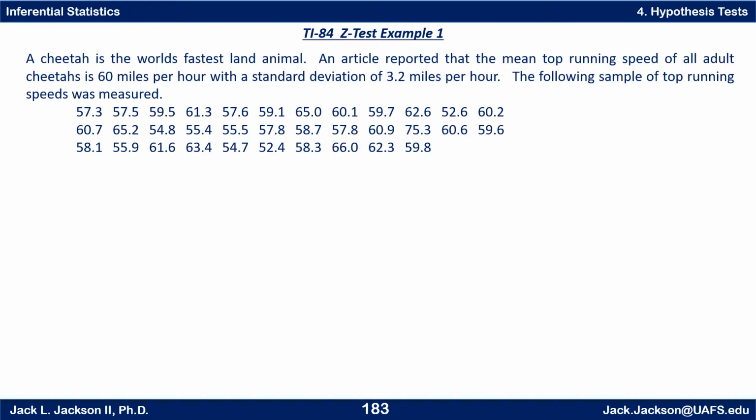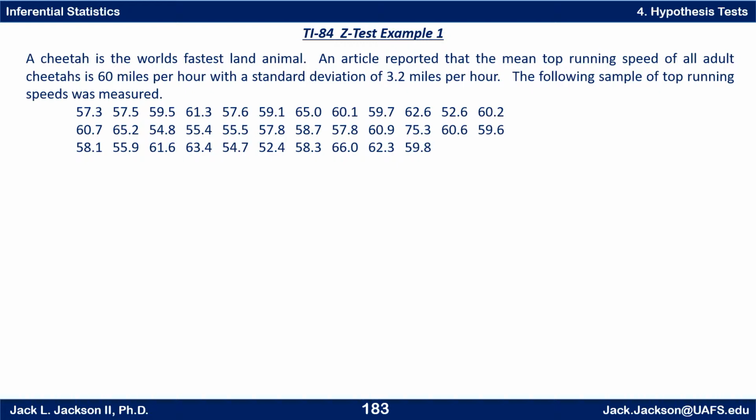A cheetah is the world's fastest land animal. An article reported that the mean top running speed of all adult cheetahs is 60 miles per hour with standard deviation of 3.2 miles per hour. So we say, I wonder about that. I wonder if they're telling the truth. So we go out and we measure some cheetahs ourselves. We follow the sample, follow these cheetahs, and get some top running speeds for them. And here we get a bunch of data, 57.3 miles per hour, 57.5 miles per hour, and so forth.